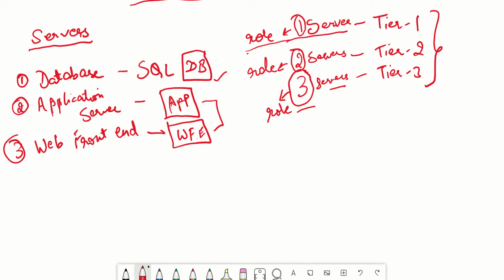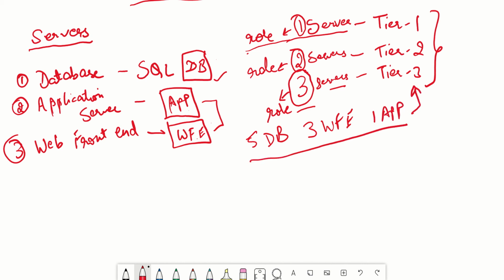Now, this is not going to be tier three just because only three servers are required. I can say that I am adding, let's say, five database servers, three web front ends, and one application server. This is also a tier three server. Now the question may arise: I'm saying that one, two, and three is the count of roles I'm defining, but I'm asking about so many servers. Again, I'm counting on the server base. So that's not the point. The point is, as I stated, it's on the role base.